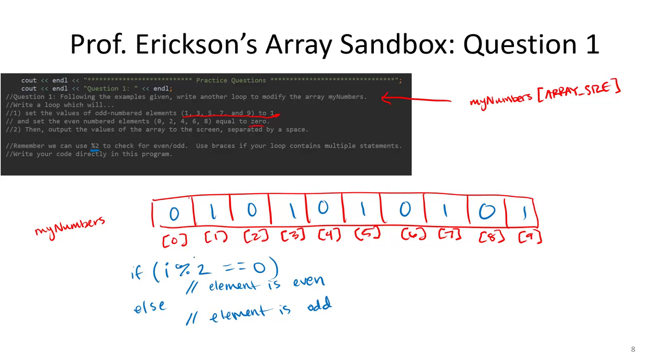So what we can do here is write a for loop that will allow us to update myNumbers element I to be either 0 or 1, depending on the element. If our element is even, then myNumbers element I needs to be 0. If our element is odd, then myNumbers element I must be assigned the value 1.